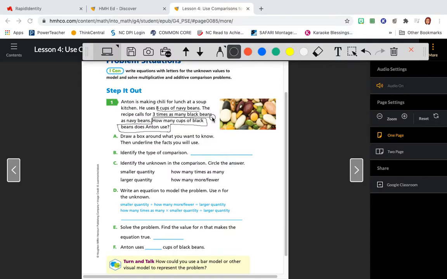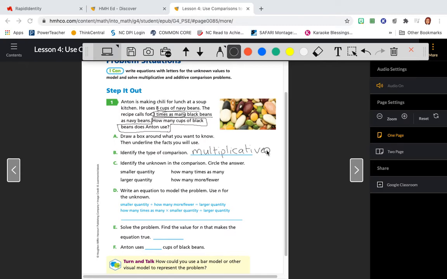Now we need to identify which type of comparison we're going to use. So we're looking for those keywords we've been talking about in this entire module. We know that if we see the word more, we're going to add. If we see times as many, what are we doing? We're multiplying. Well, what do we see? We see 3 times as many. So right there, that tells us we're going to use the multiplicative comparison.